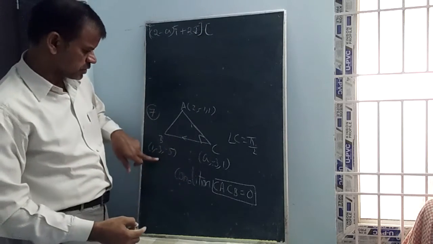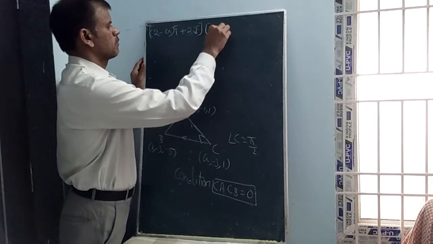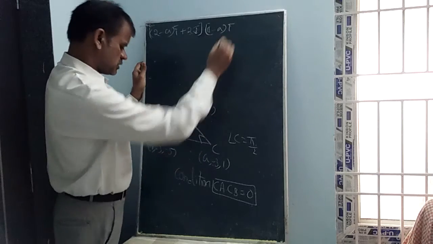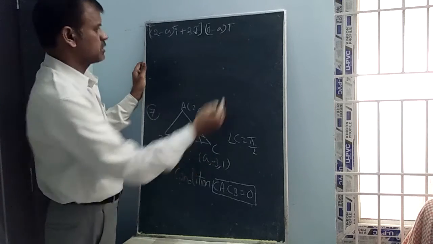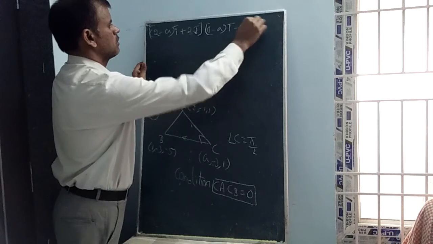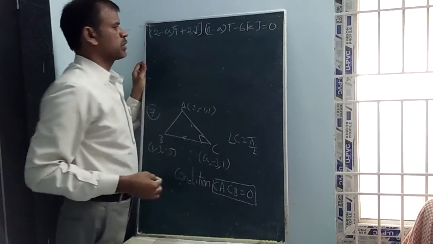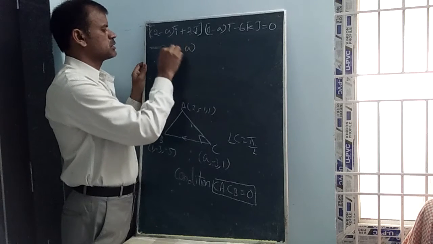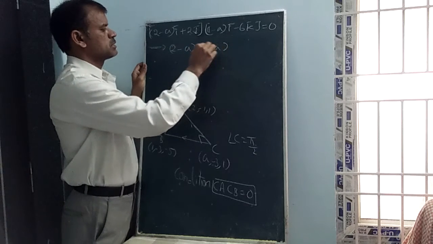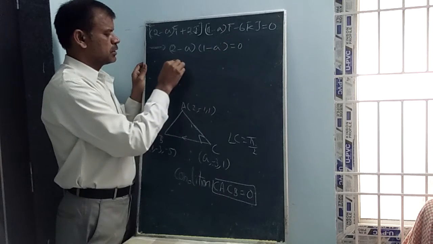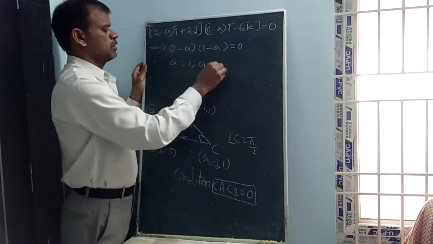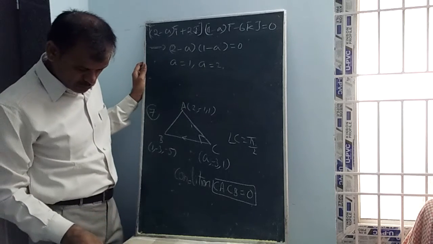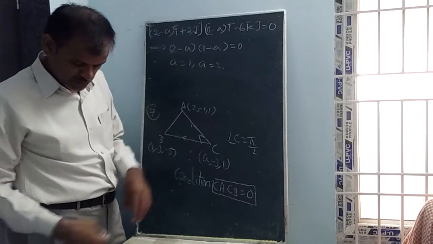CB means OB minus OC. 1 minus A into I bar. Minus 3 plus 3, of course, it is 0, don't write. Minus 5 minus 1, it is minus 6. Dot product of these two vectors is 0. We know that I dot I is equal to 1, so 2 minus A into 1 minus A is equal to 0. So A is equal to 1, A is equal to 2, we got 2 points. A is equal to 2 and A is equal to 1. For 2 values it is right.